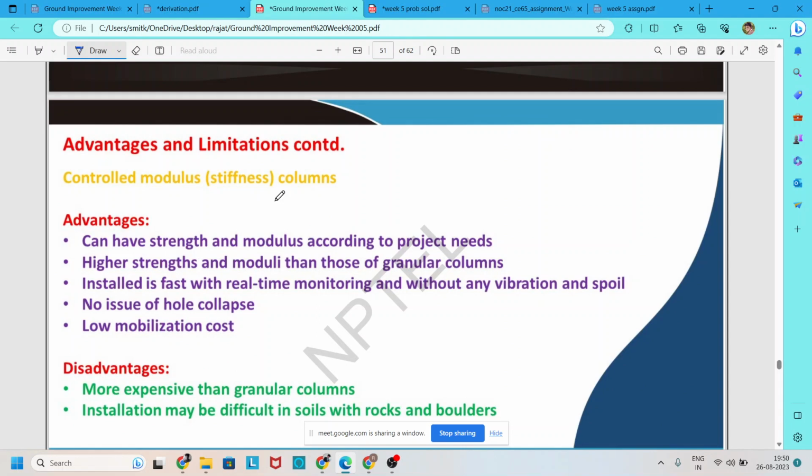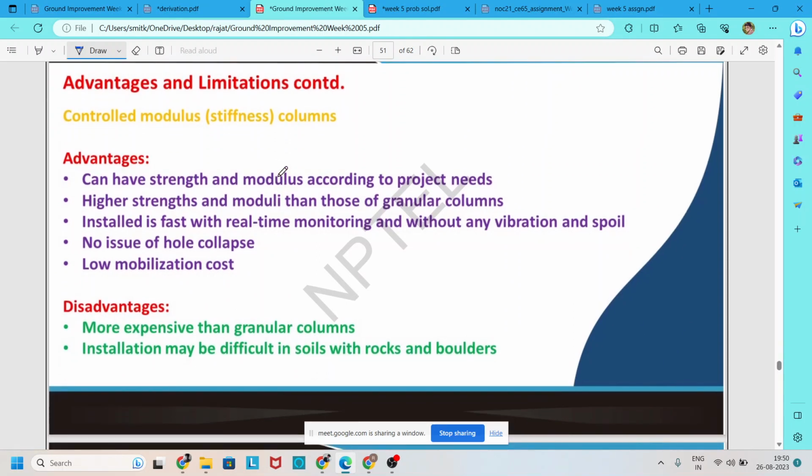Moving to the next slide, coming to the controlled modulus column. The advantages are that these have strength and modulus according to the project needs. That means whatever targeted value you need, we go to that with this technique. We control the strength and modulus for our project needs, with higher strength and moduli than the granular columns. That means these controlled modulus columns have higher strength than the stone columns.